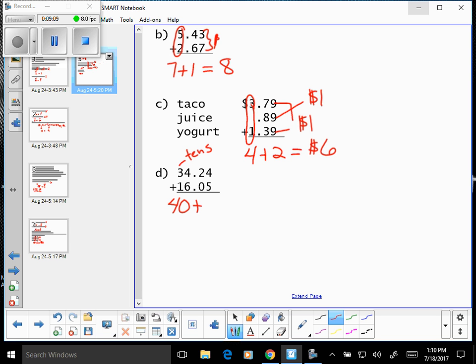My lesser numbers here are 4 1/4 roughly and $6.05. At best, that 4 plus 6 is going to give me 10. So my best estimate here is going to be 50.